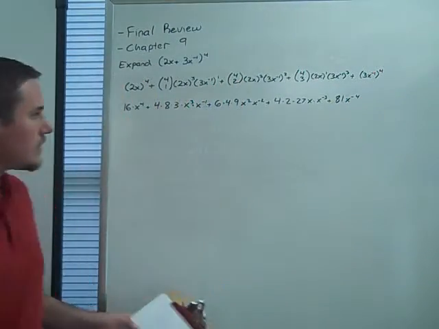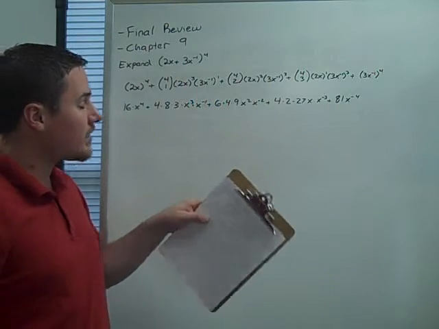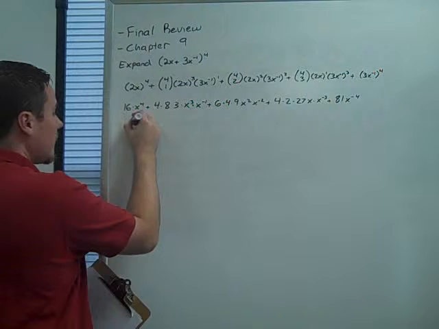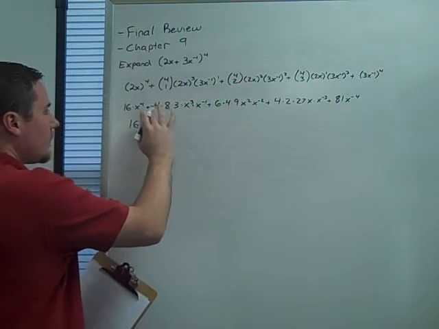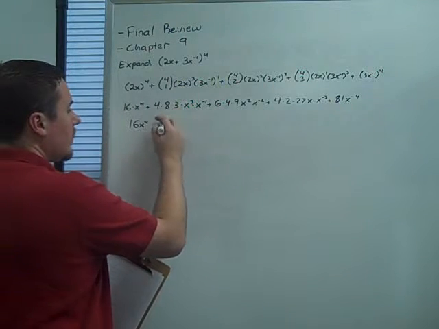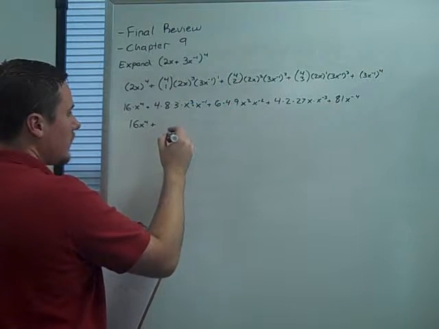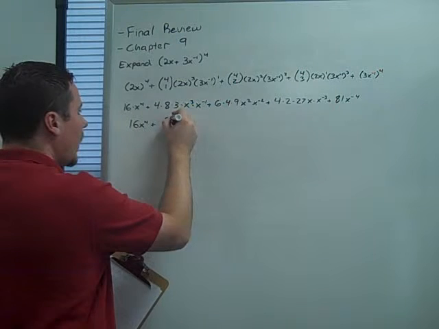Now for my final answer, I'm going to simplify all the numbers, but I'm also going to combine x's and write them as fractions. So 16x to the fourth gets left as is. 4 times 8 times 3 is 96. X to the third times x to the negative 1 is just x squared, so 96x squared.